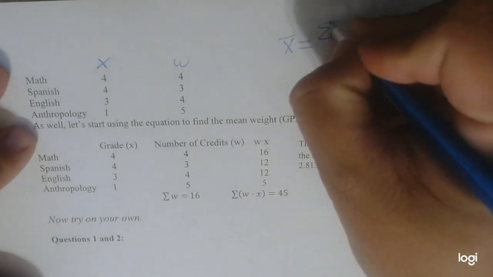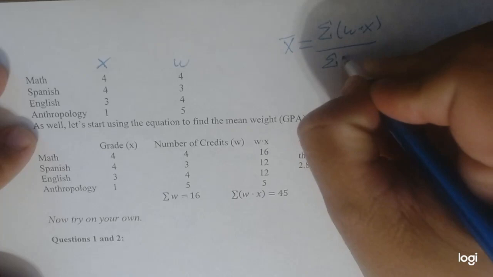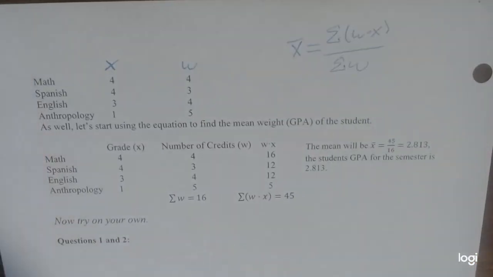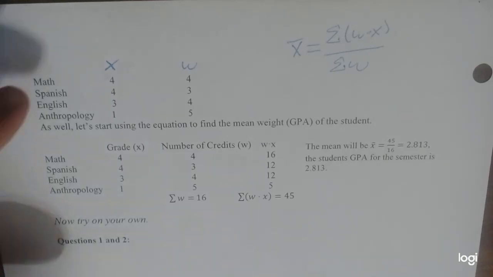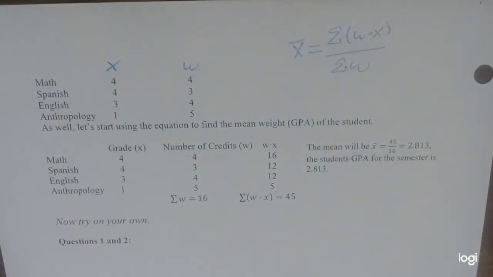Right, so our equation for the mean is the sum of w times x divided by the sum of w. That's our equation there. Notice that it's very similar to what we did before. The good thing is, we don't have to find any midpoints. The x's are exactly that, so we can skip that part and go straight to the actual equation.